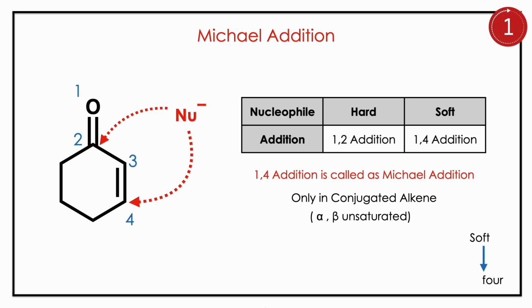When will it happen? If it is a hard nucleophile, 1,2 addition happens. If it is a soft nucleophile, 1,4 addition happens. You should memorize this fact. Hard means 1,2, soft means 1,4. If you have confusion, take F from soft, expand it as 4. So soft means 1,4 addition.